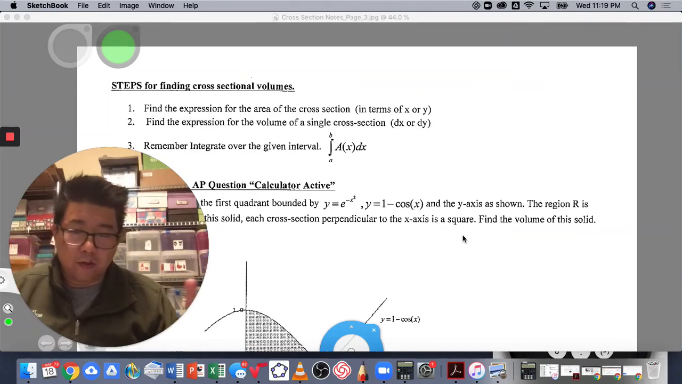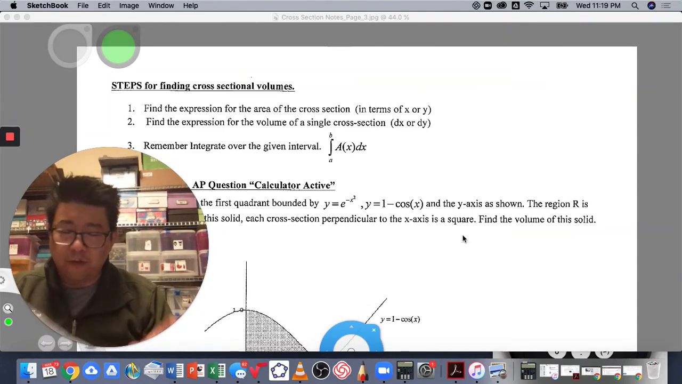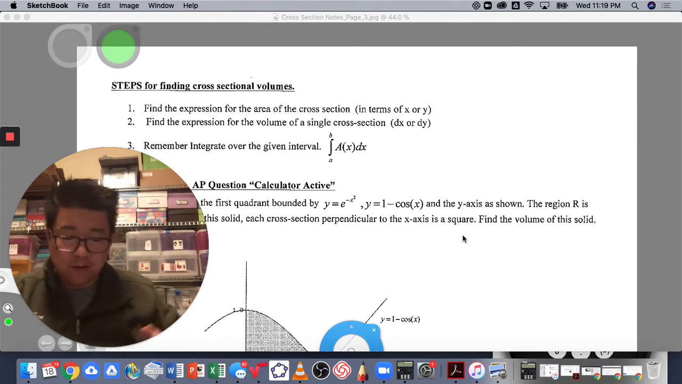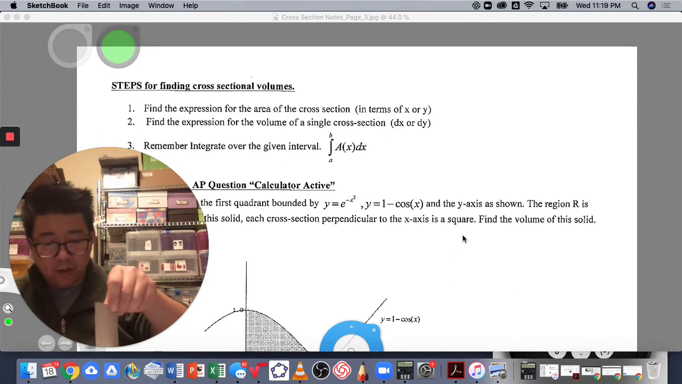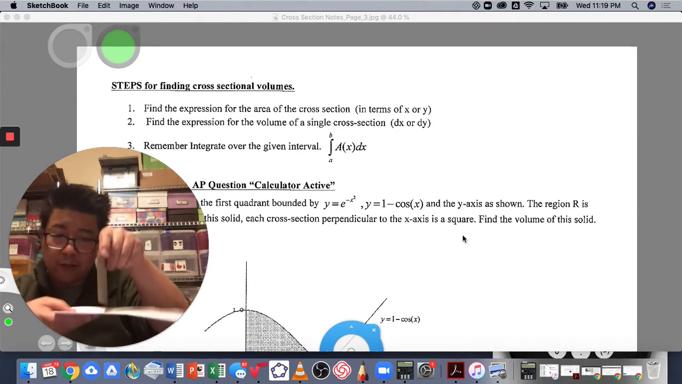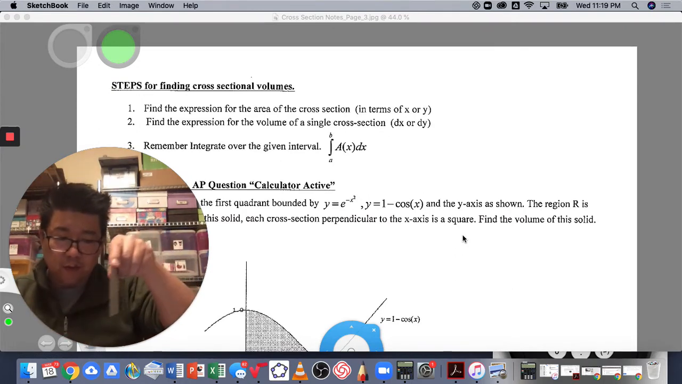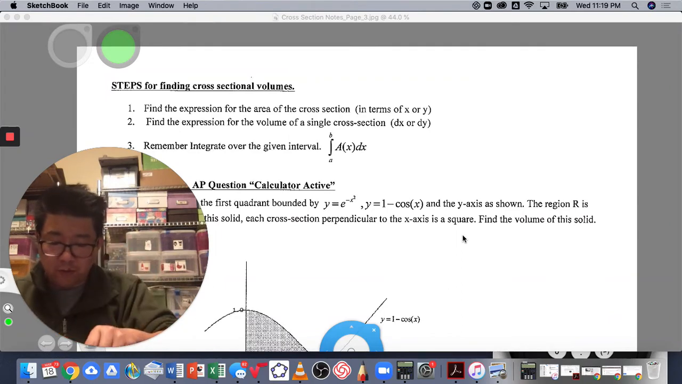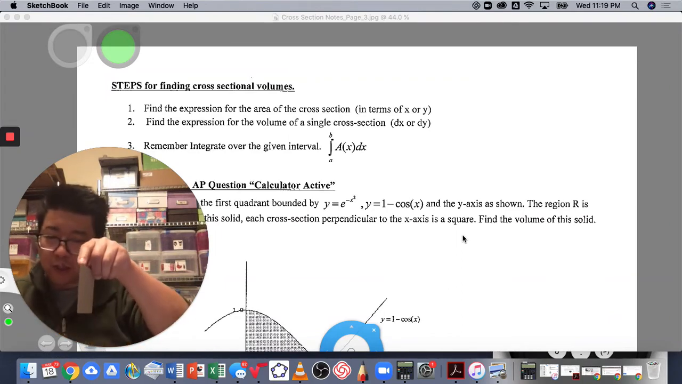So this is page 3 of the volume by cross-section notes. We are going to find an area, like this. And based on the area, you're going to get different kinds of slices. If you give the slices a little bit of thickness, these little squares or whatever shape it is, you're going to get volume.